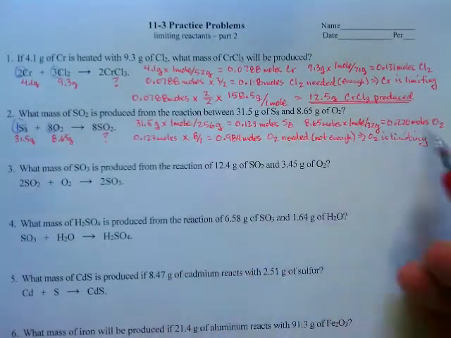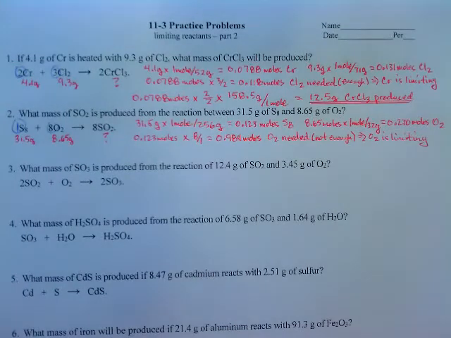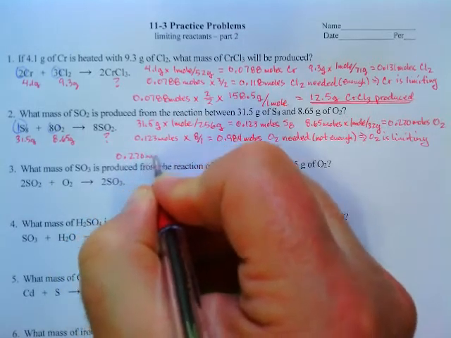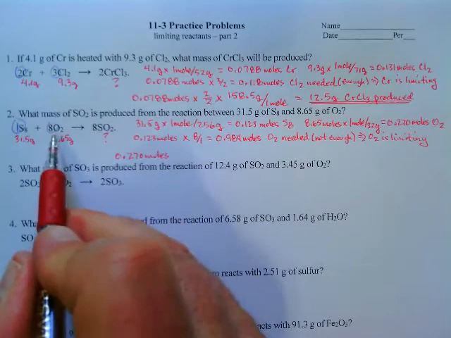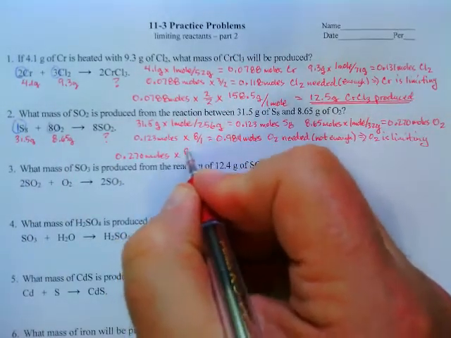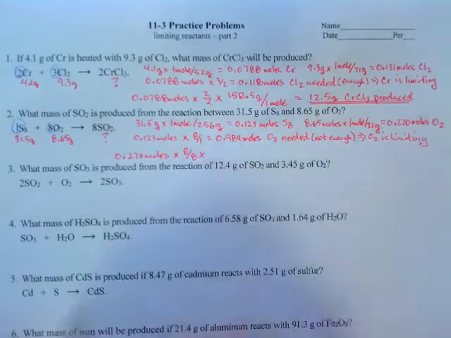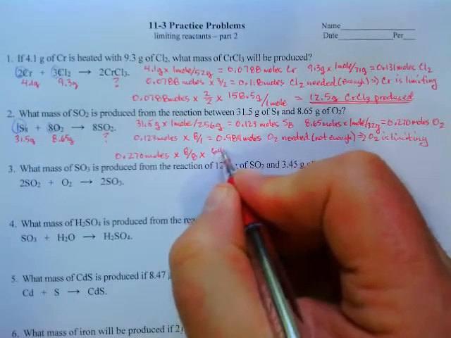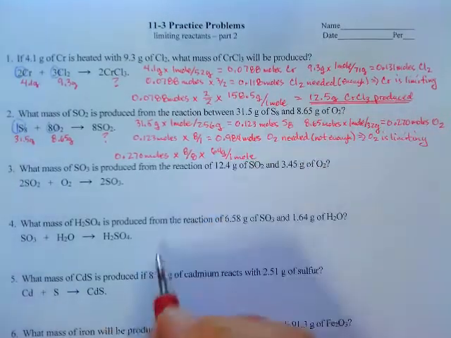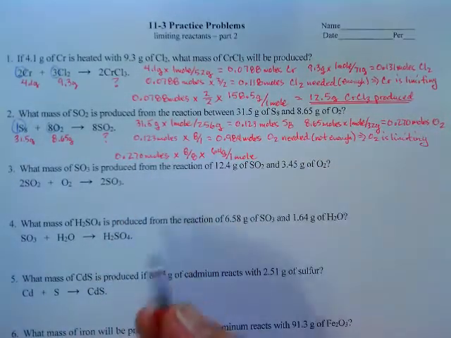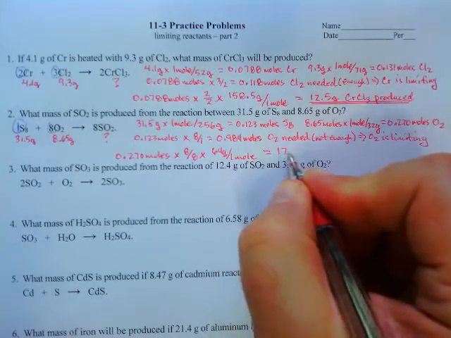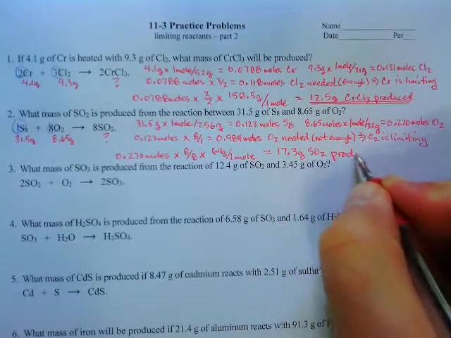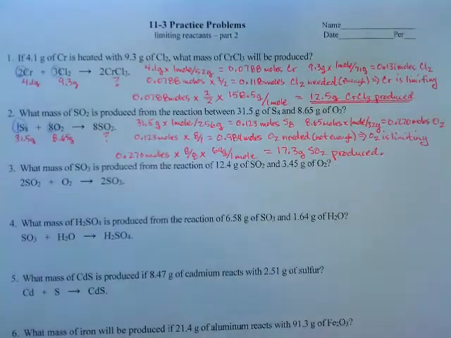So the O2 is the one that we have to use to find out how much sulfur dioxide we make. So we take our 0.270 moles. The mole ratio for the SO2 compared to the O2 is 8 to 8. And then we want to go to grams, so that's 64, 32, and 32. So 64 grams per mole. Again, go to moles, mole ratio, then go back to grams, and we get 17.3 grams of SO2 produced. And there's our answer for number 2.